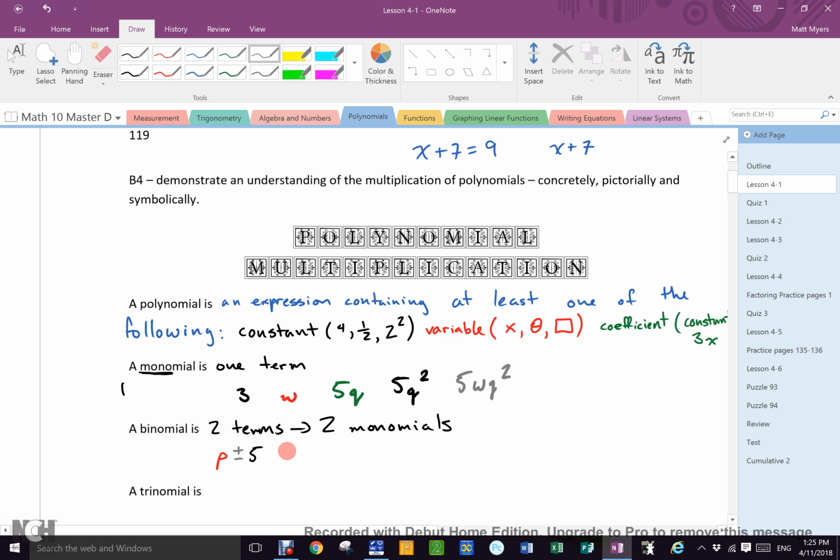Everybody cool? Now, obviously, trinomial must be 3 terms. There is no such thing as a trinocular. So I can't use that. Huh? Yes, I know. But I was going with monocle, binocular, binoc. Trinoc, we don't have a third eye.